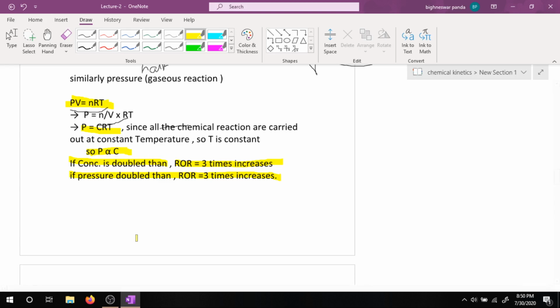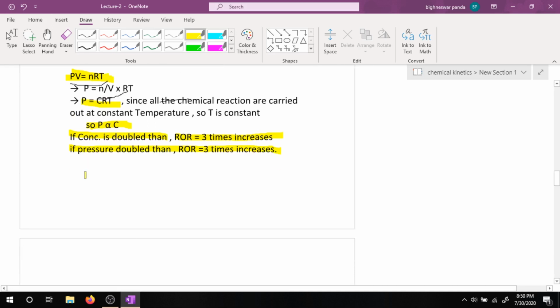As pressure is directly proportional to concentration, if for a reaction the concentration is doubled, then rate of reaction increases by 3 times. Then if pressure is doubled, the rate of reaction also increases by 3 times for any particular reaction. I am just taking an example. So P is directly proportional to C.